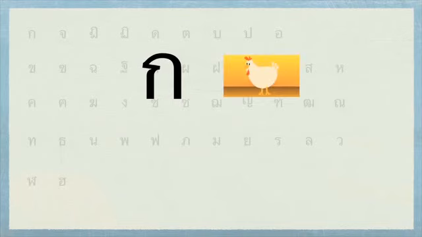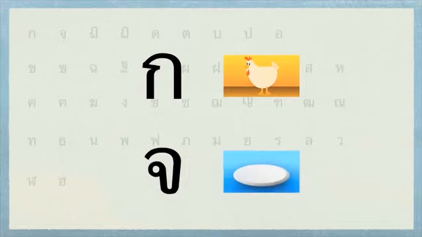The word for chicken is ไก่. It starts with this character. So this character's name is กอไก่. And now the word for plate is จาน. It starts with this character. So this character's name is จอจาน.